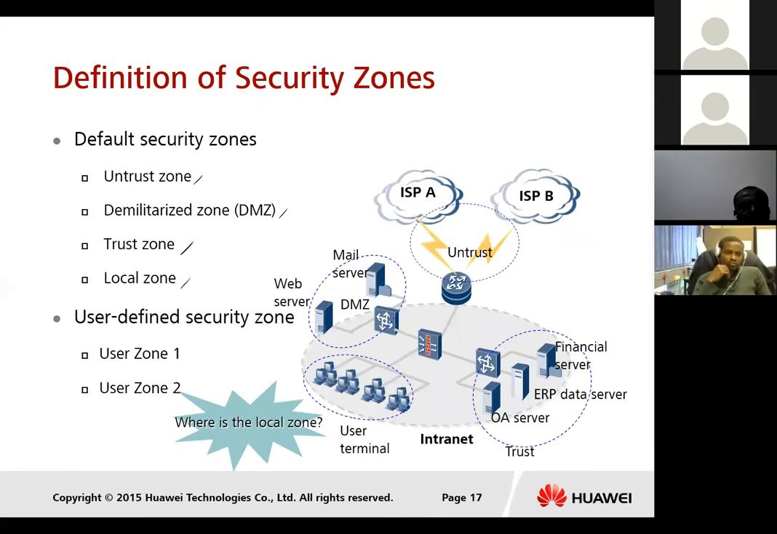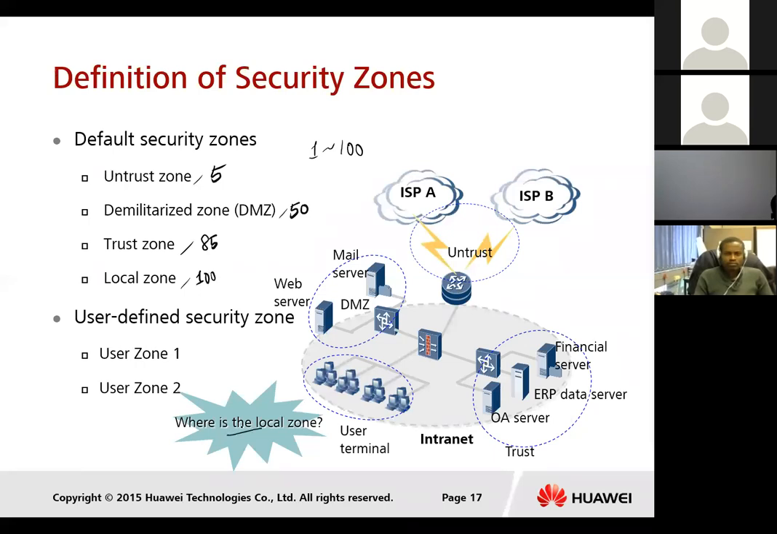So every single security zone they define here, they already define a priority. Okay, they have a priority for every single zone. The priority of the zone will be from 1 to 100. Okay, the higher the priority is, the more secure it will be, the more safe. Like at the untrust, they only have a priority of 5. DMZ 50. Trust 85. Local 100.